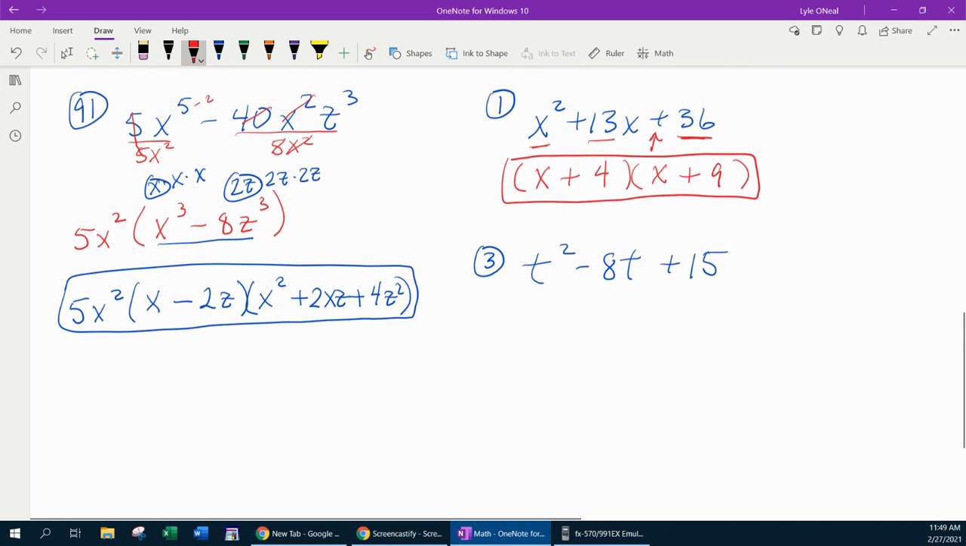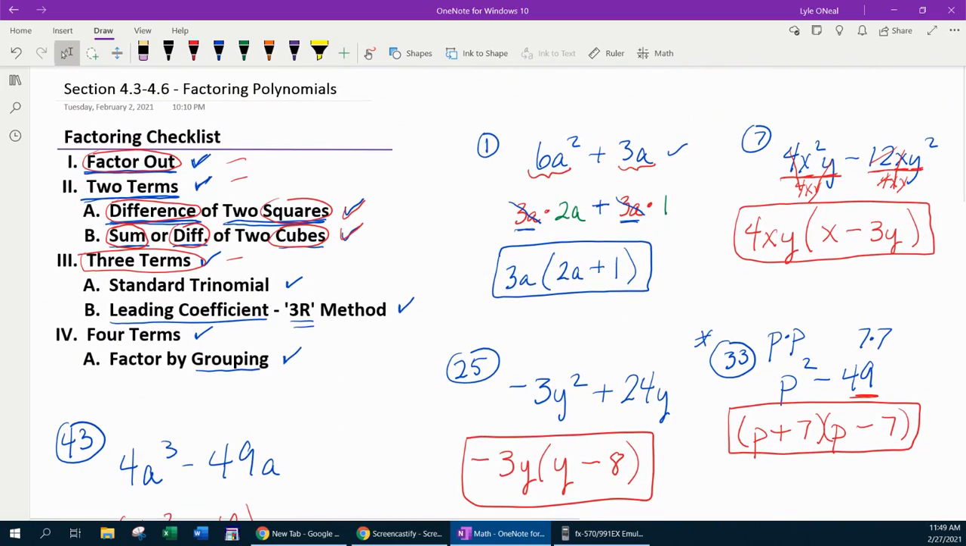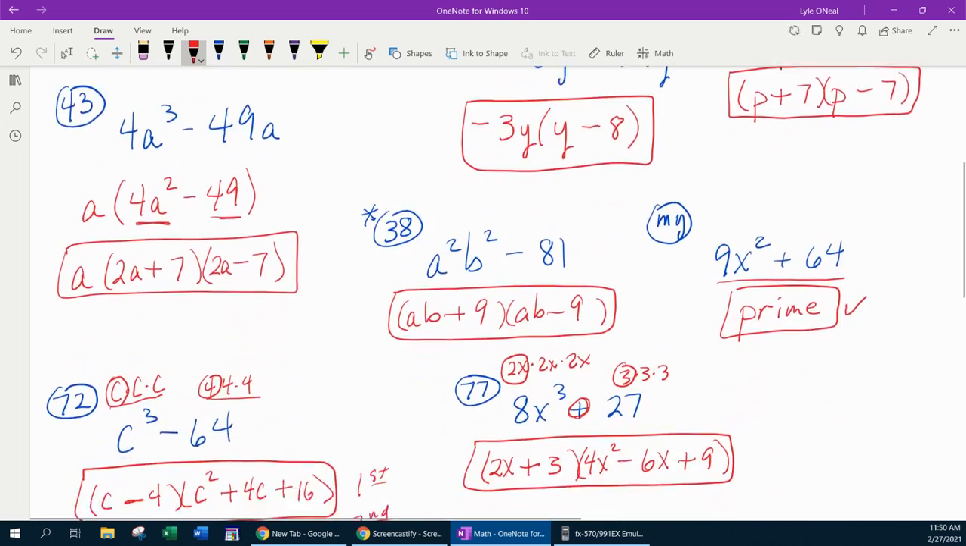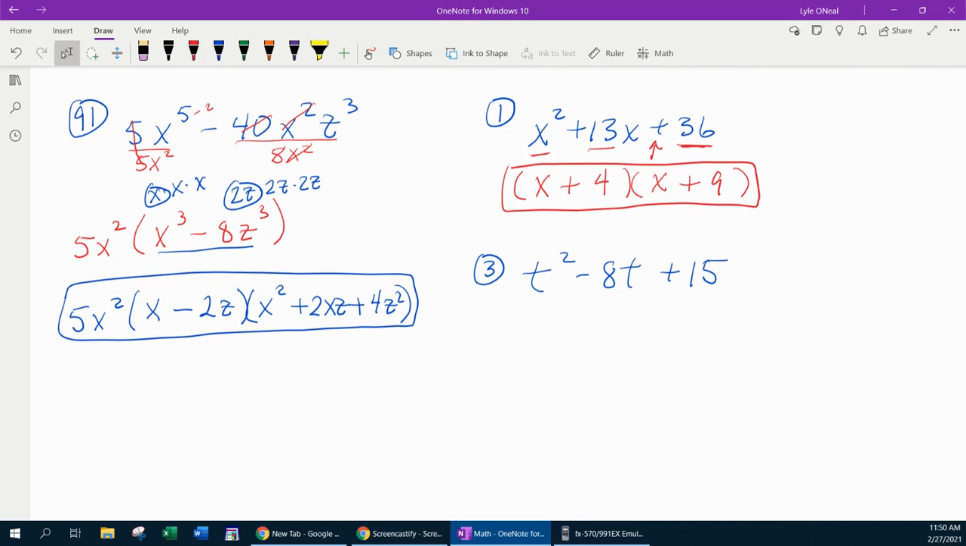So for number 3, I realized that when I did number 1, I didn't really guide you through the checklist completely. So let's go back to the checklist. Here, factor out has to come first. And then since we're looking at 3 terms, remember there are 2 choices here. So what a standard trinomial is, a standard trinomial is one that has an x squared where the lead coefficient is understood to be 1. You can also have trinomials that have a lead coefficient, say, 4 or some other number other than 1, and then we have a different technique for that. So you do need to check to see if you have a standard trinomial or if there is a lead coefficient. So the first example here was a standard trinomial because the lead coefficient was 1.